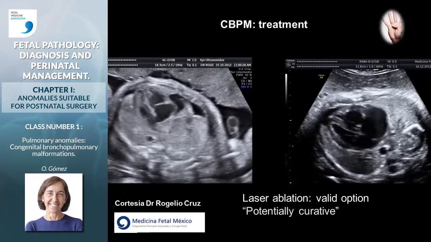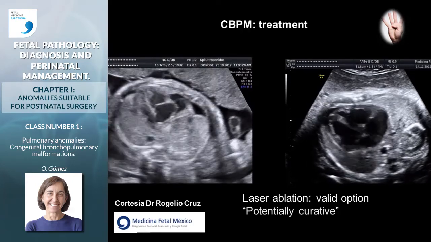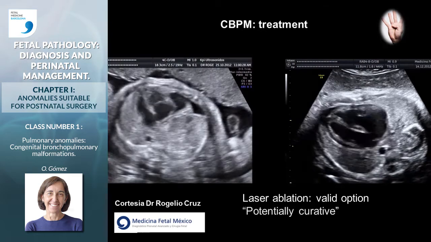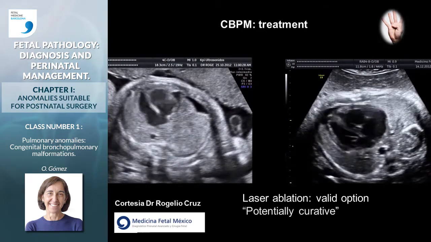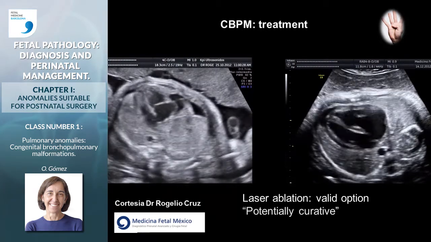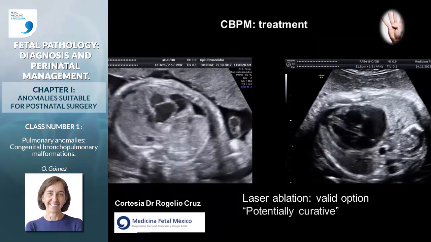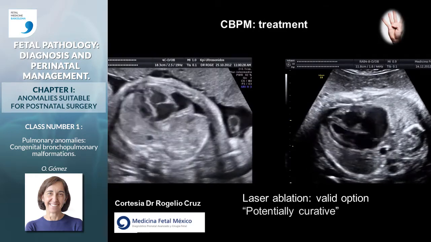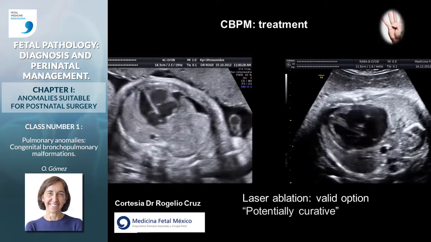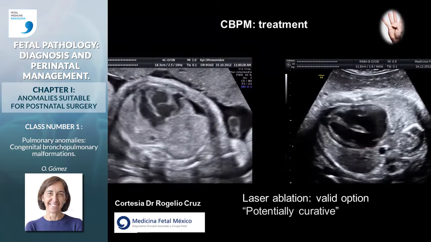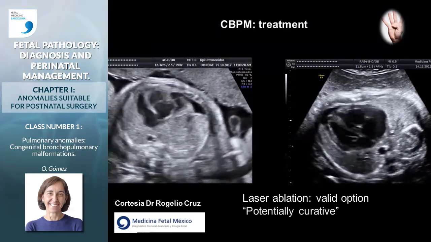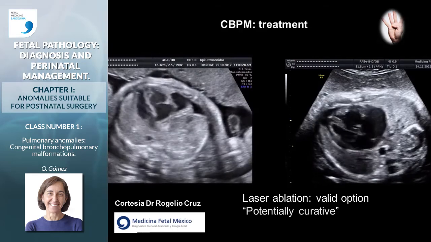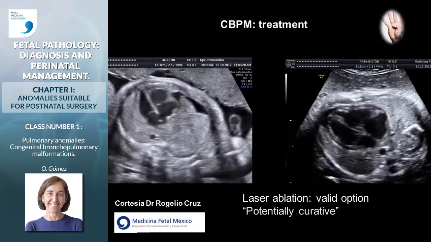The left video corresponds to a case of high suspicion of bronchopulmonary sequestration with a feeding vessel, in which we were able to perform fetal therapy with good outcomes, as we can see in the video on the right, with a great reduction of the size, with ultrasound images of necrosis and the reduction of the size due to ischemia. This was a case that was treated in Mexico by Rogelio Cruz and nowadays has evolved well, without necessity of postnatal therapy.